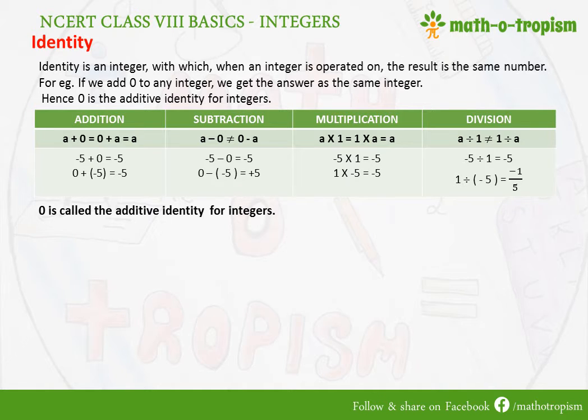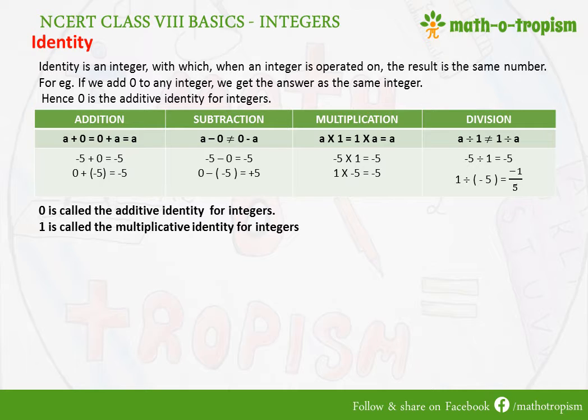Similarly, for multiplication, if we multiply with 0, we know that everything will become 0. It will not be the same number. So only when we multiply with 1, we get the same integer. Hence, a into 1 will be equal to 1 into a, and the answer will be a. So as a result, 1 is called the multiplicative identity for integers.